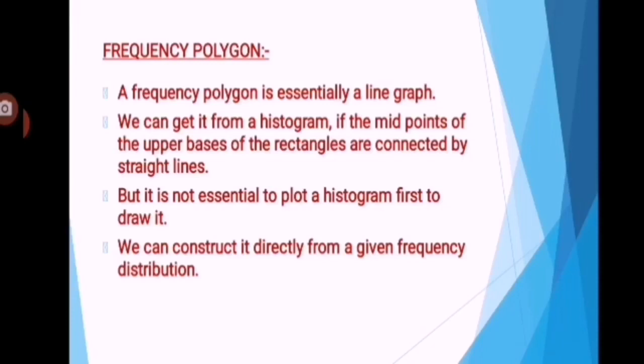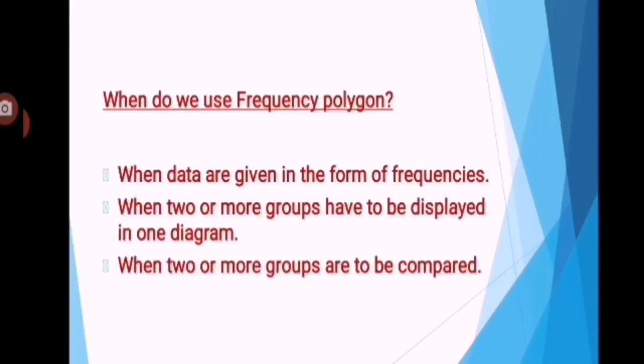Next we see the frequency polygon. A frequency polygon is essentially a line graph. We can get it from a histogram if the midpoints of the upper bases of the rectangles are connected by straight lines, but it is not essential to plot a histogram first to draw it. We can construct it directly from a given frequency distribution. This is the frequency polygon.